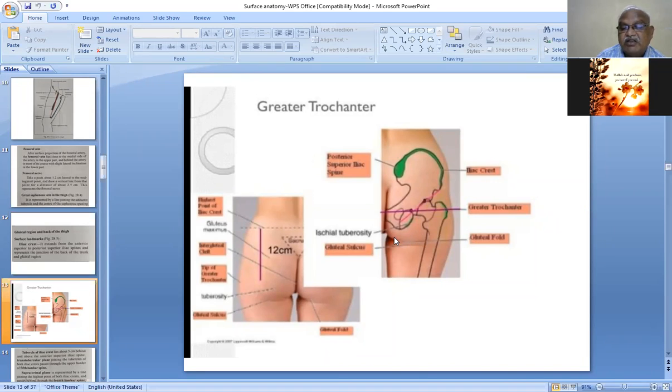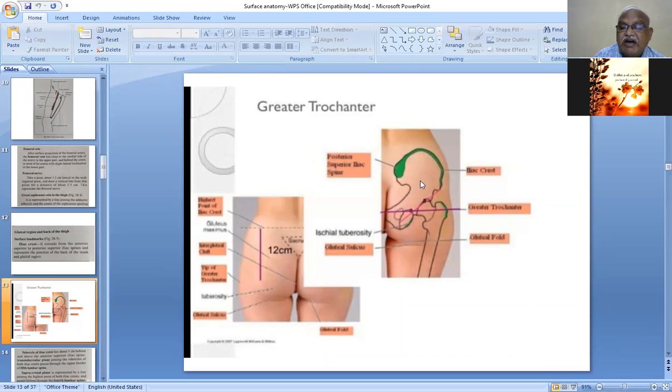Now this is known as the gluteal fold. This gluteal fold indicates the underlying gluteus maximus muscle. This entire area is covered by a big muscle, that is the gluteus maximus muscle. The gluteal fold limits the gluteus maximus. The lower end of the gluteus maximus forms the gluteal fold.